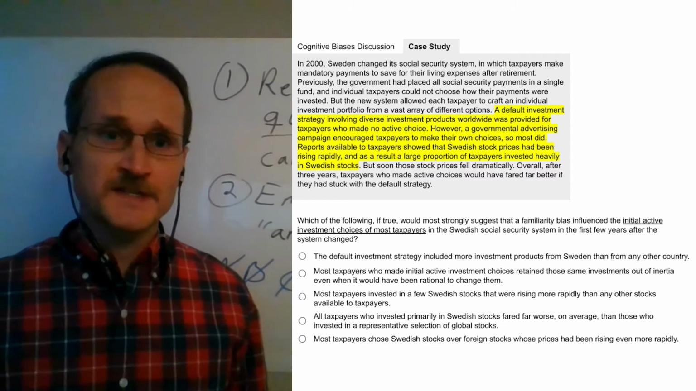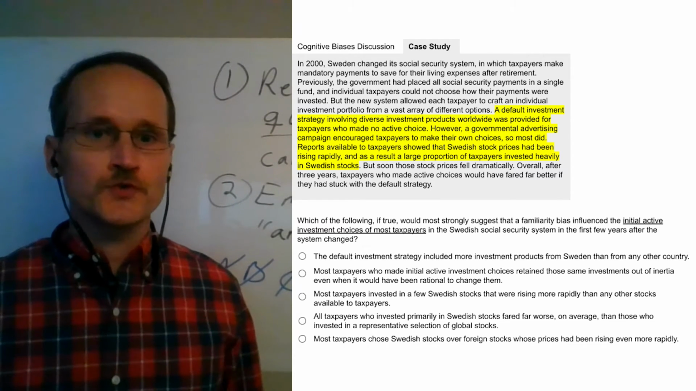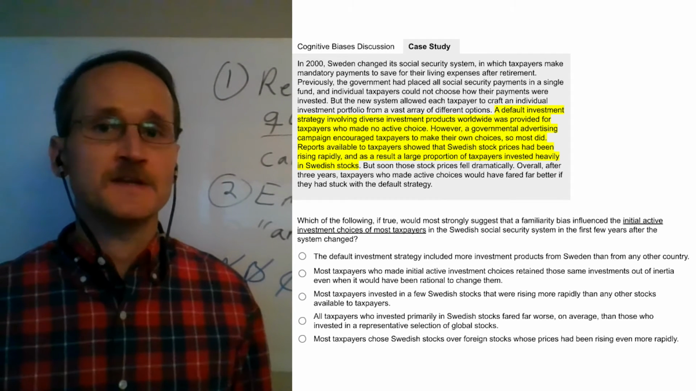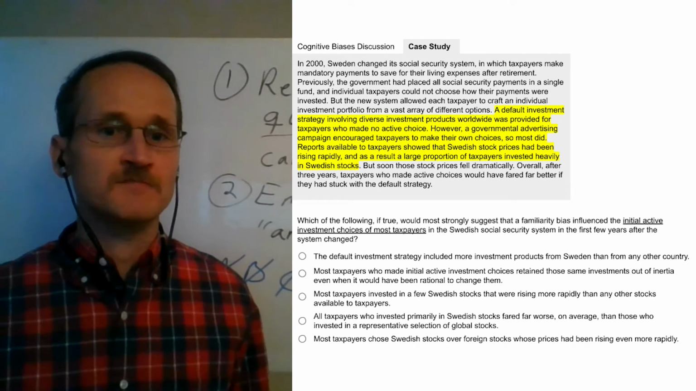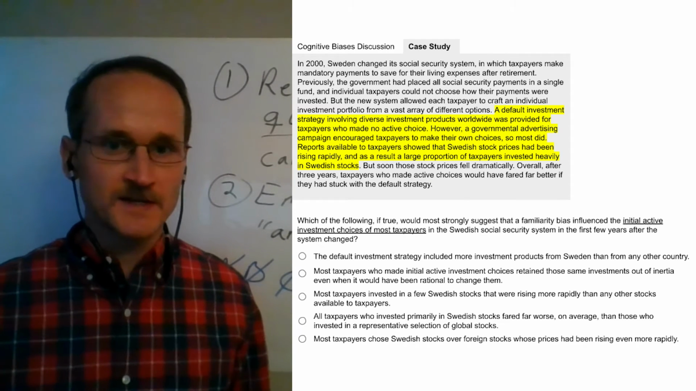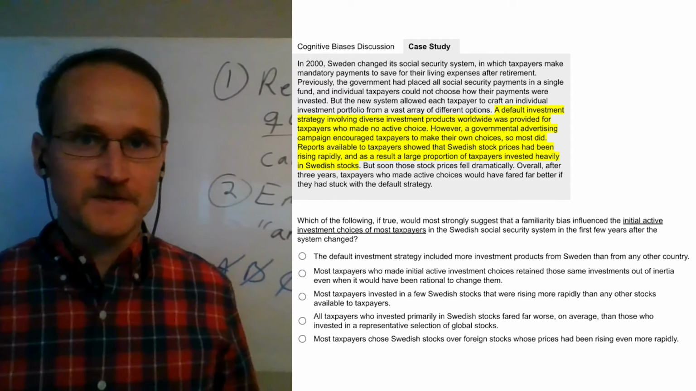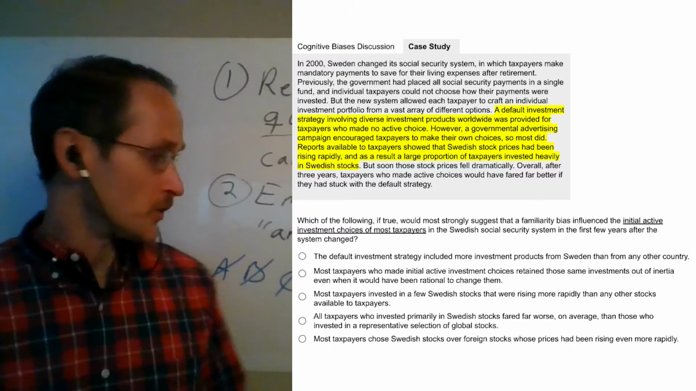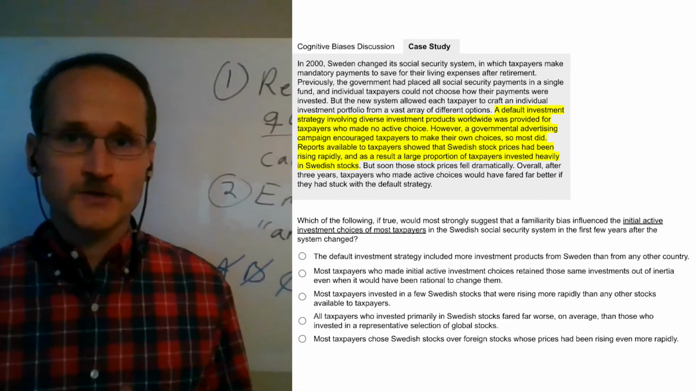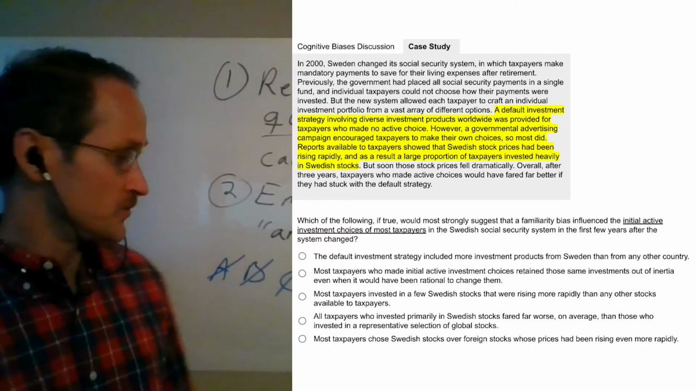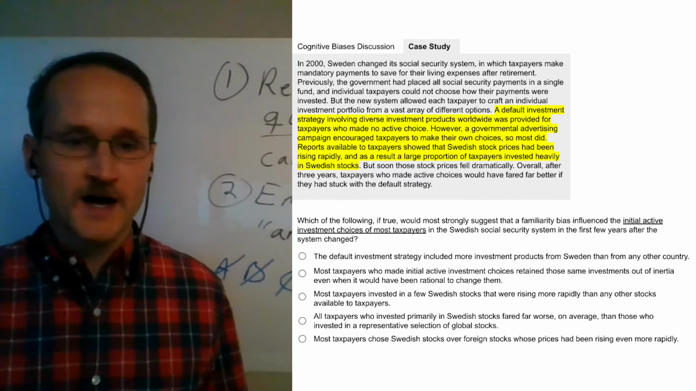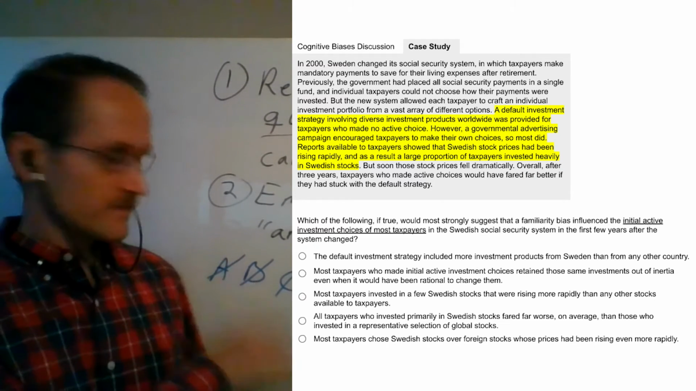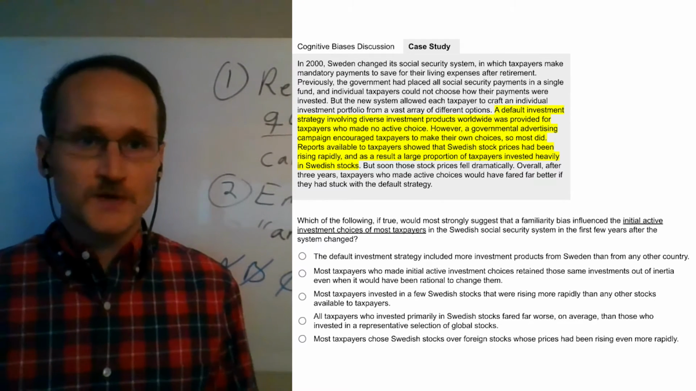Okay, last question of the set. Which of the following, if true, would most strongly suggest that a familiarity bias influenced the initial active investment choices of most taxpayers in the case study? So not that much different than a typical reading comp question. Normally, I'd go through all 5 choices, and when you're doing these on your own, you definitely want to make sure you're using process of elimination every time. In the interest of time for this video, I'm going to skip A through D and jump right to choice E.